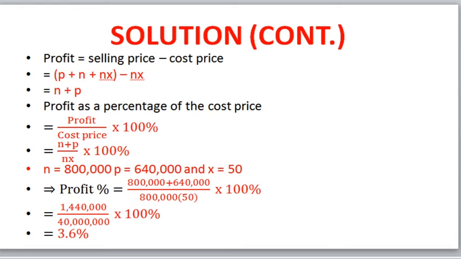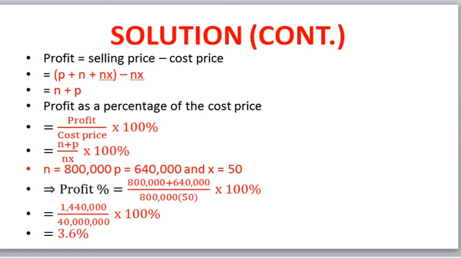So we are going to substitute this into the formula of how to find profit percent. So in place of the profit, which we have as N plus P, any place you see N, you put 800,000. Any place you see P, you put 640,000. And any place you see S, you put 50. So now let's do that. Our N, which is in the profit, we are going to substitute with 800,000, then plus P, and our P, which is given in the question, is 640,000, then over our NS. Our N is 800,000, and our S is 50.